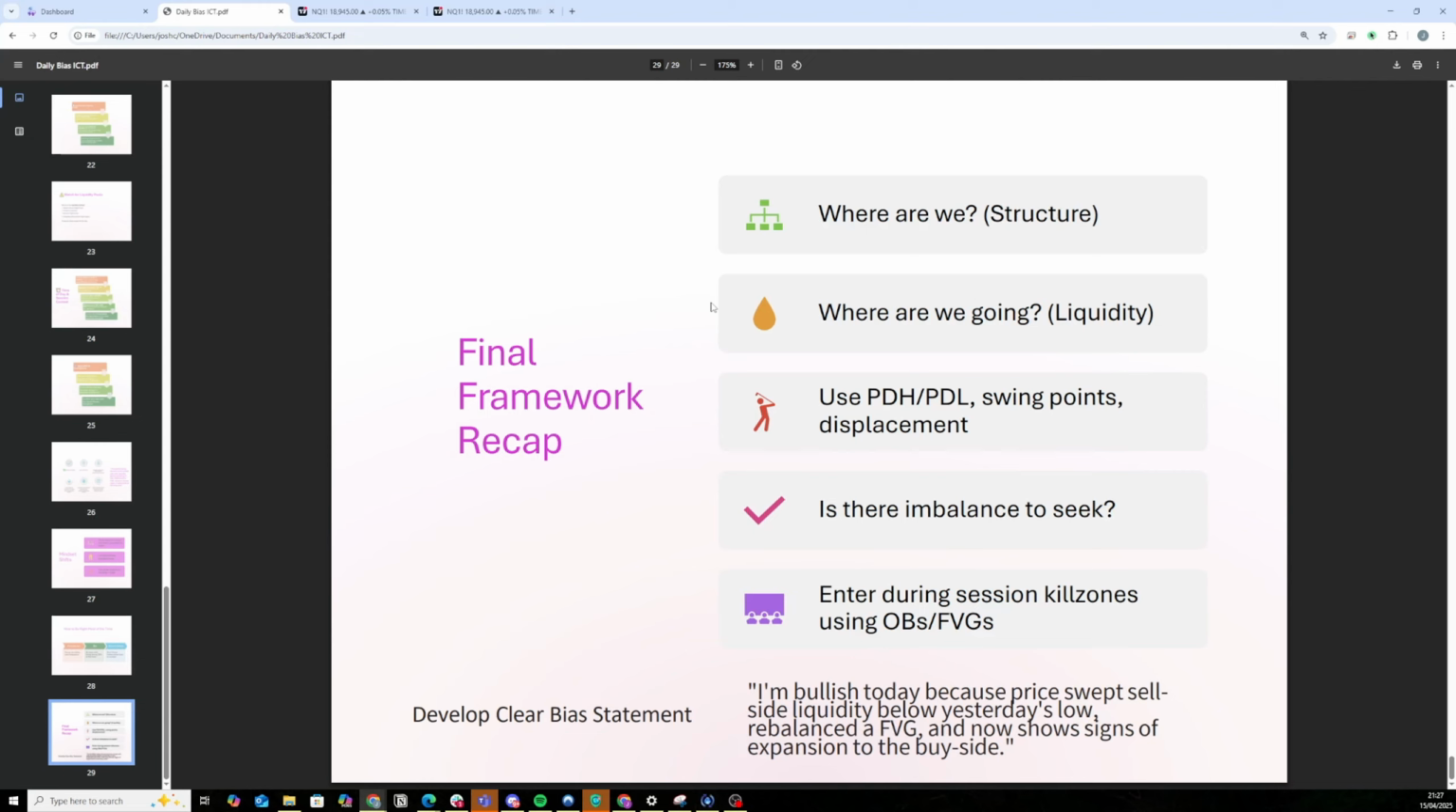As I say, you need to develop a clear bias statement. I'm bullish today because price swept sell side liquidity below yesterday's low, rebalanced the fair value gap, and now it's showing signs of going up, okay? Always have that in your journal. Write that in your journal at the start of each day. The reason why you have a bullish bias, the reason why you have a bearish bias, okay?